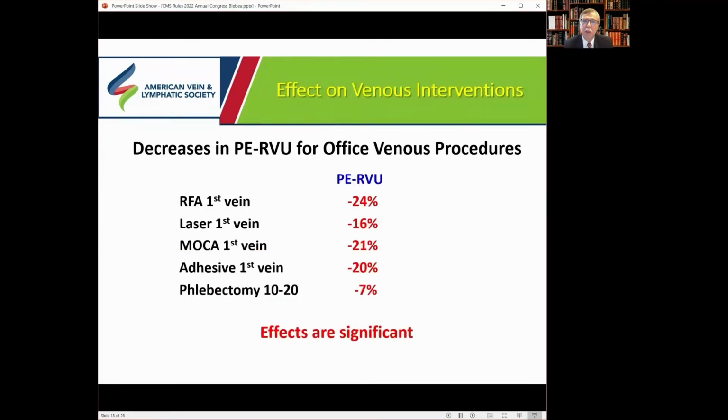When you look at the relative value units for practice expense then for our common office venous procedures, you see that it ranges from 7% for phlebectomy, which took a cut in these last few years, to up to 24% for radiofrequency ablation. These are significant effects, and these incorporate about 80% of the activities in most venous offices.